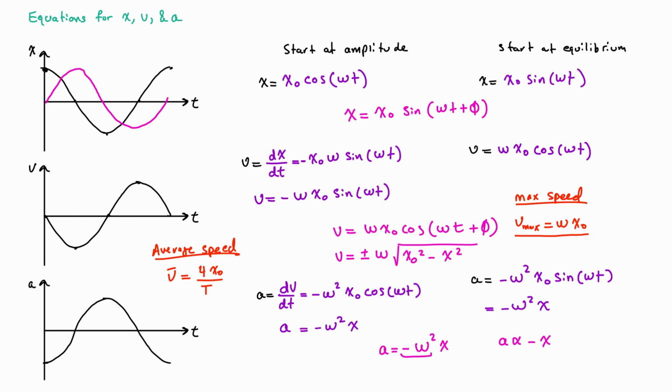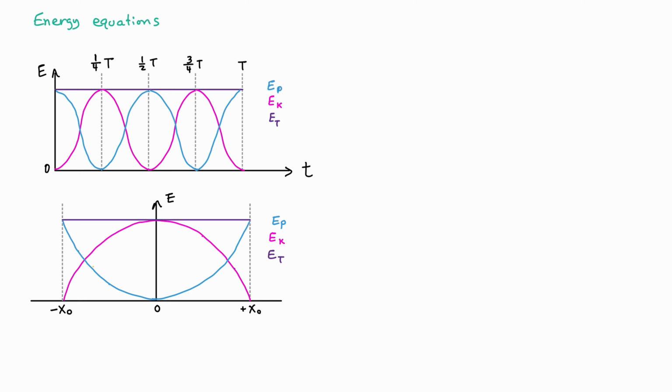I want to emphasize again that these equations are all about one specific particle, and how its position, velocity, and acceleration change with respect to time, and how its velocity and acceleration change with respect to position. This has nothing to do with wave speed, which we're going to cover a little bit later. This is all about one specific particle. Let's talk about energy equations.